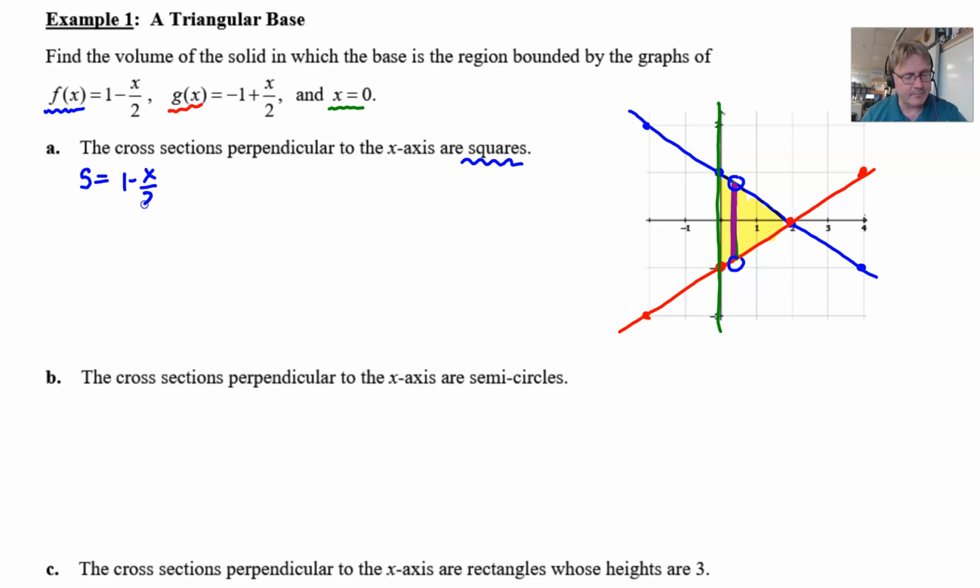So if we take the top curve, 1 minus x over 2, and if we subtract the bottom curve, -1 plus x over 2, we have got a very reliable expression for the side. And we actually can simplify this expression, and we end up with 2 minus x. You can double check and make sure that that's true.